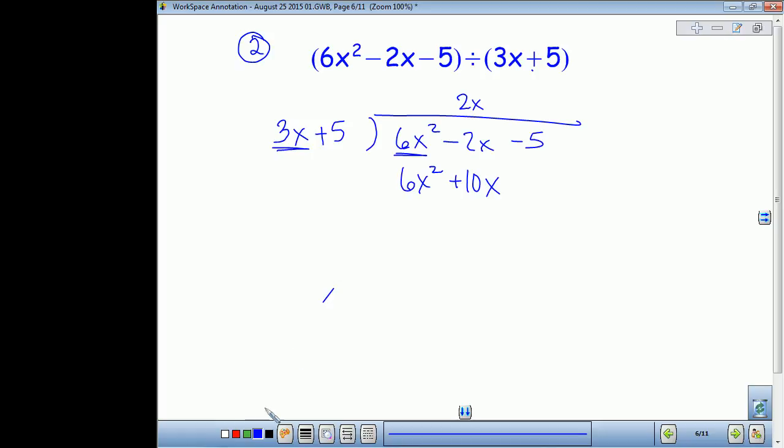Alright, so now I have to subtract. And when I subtract, it changes the signs. So we're going to change these signs. So this first term is going to cancel, and this is going to leave me with negative 12x. And then I'm going to bring down the negative 5.